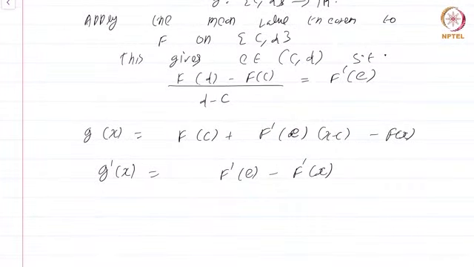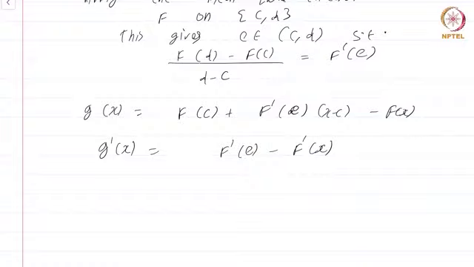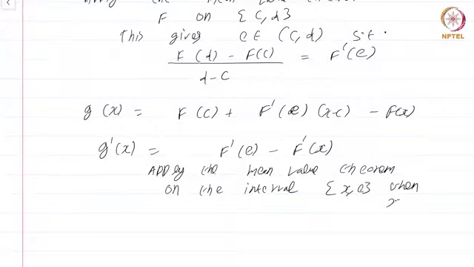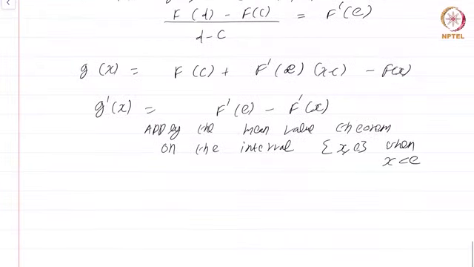Now observe that E is in between the points c and d. So apply the mean value theorem on the interval (x, E), when x is less than E.